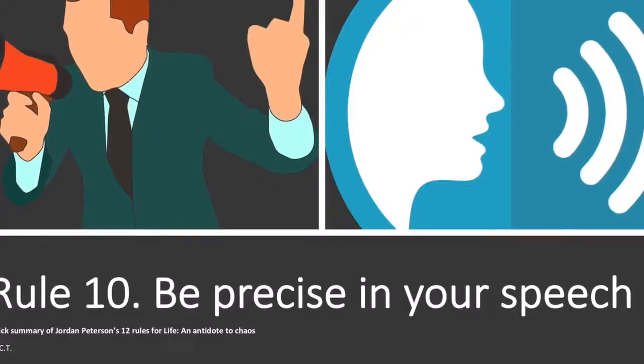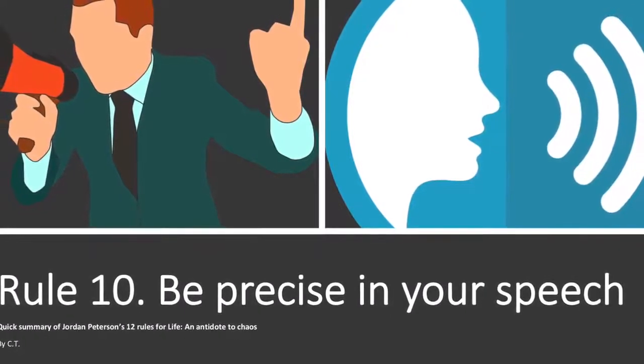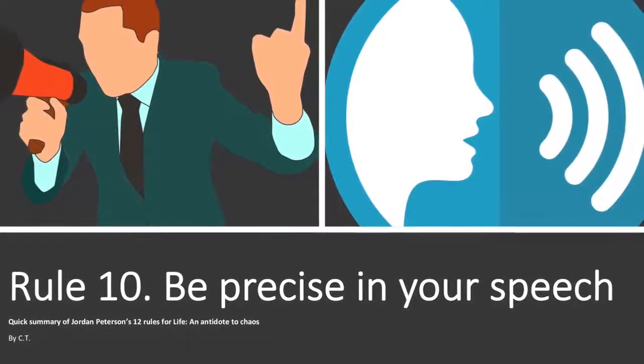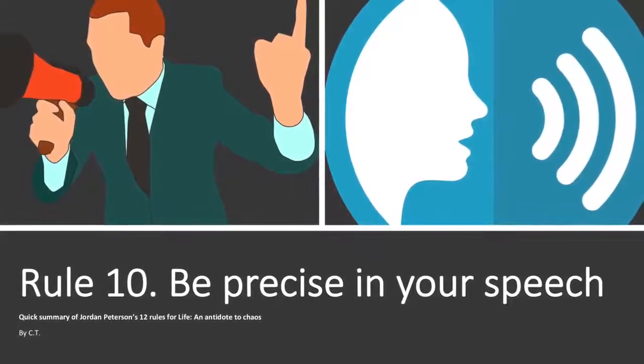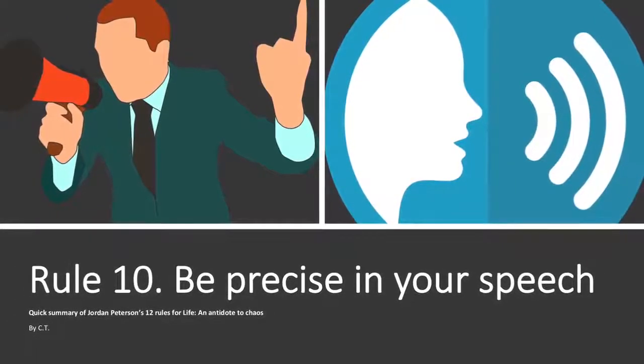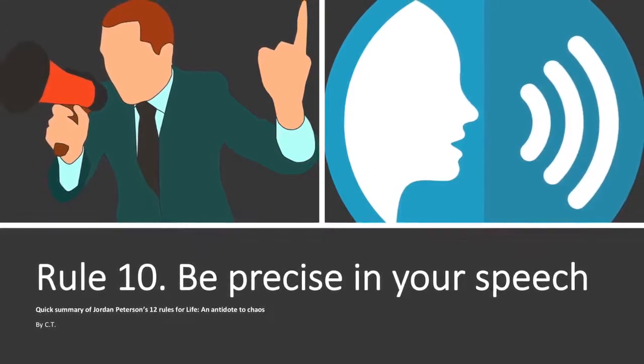This is a quick summary of Jordan Peterson's 12 Rules for Life, an antidote to chaos. The summary was written and made by me. Rule 10 is to be precise in your speech.